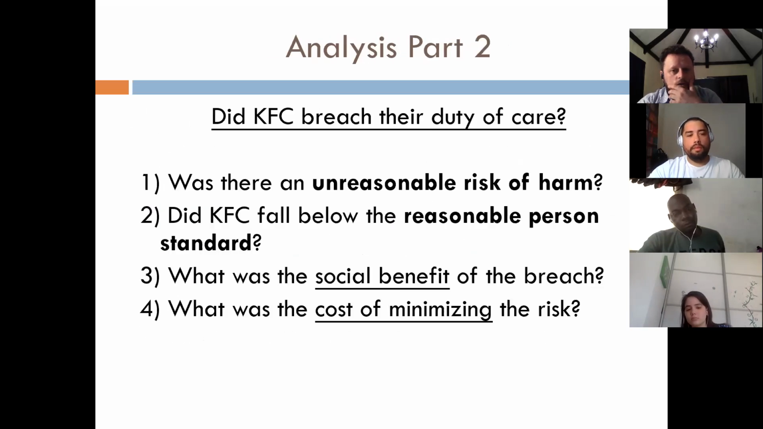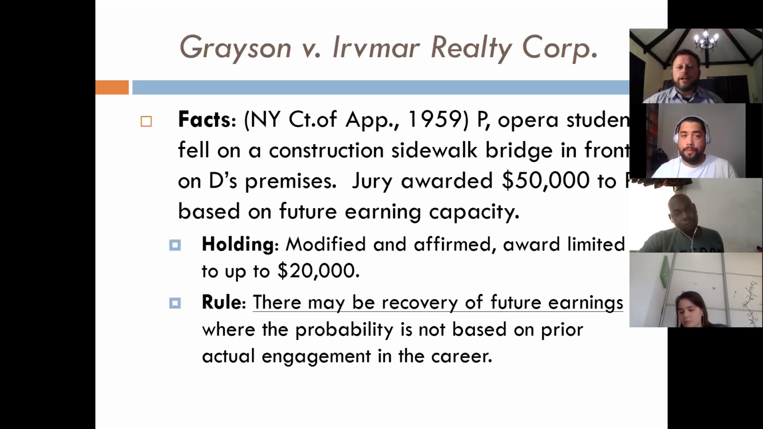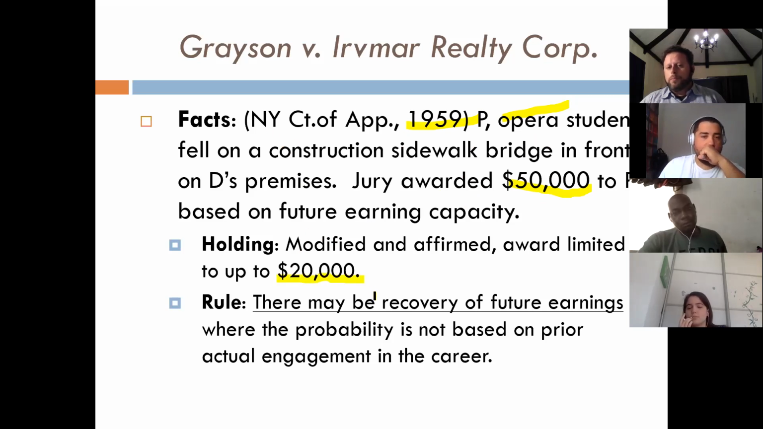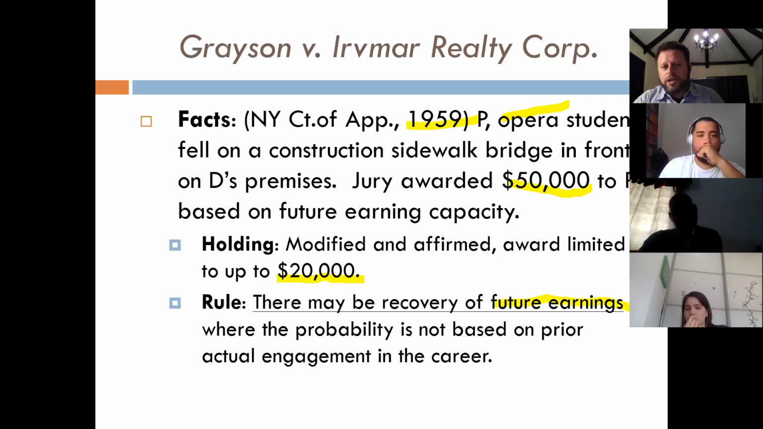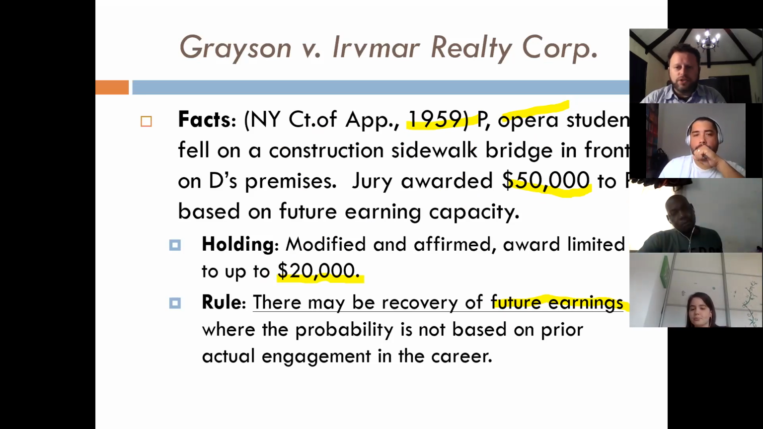So in this case, this was called Grayson v. Irvmar. It was actually an opera student. And she did fall down and she hurt her throat. She couldn't sing. And they gave $50,000 based on future. And this was 1959. That was a lot of money. So the judge, the Supreme Court, they lowered it to $20,000. But they said, yeah, you can get recovery for future earnings. We don't know if she would have made money, but she had a beautiful voice. Maybe she would. And the jury believed it, sure. Pain, suffering, future losses, anything like that.